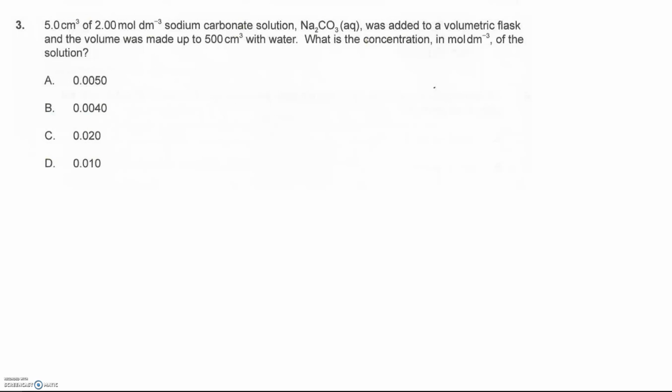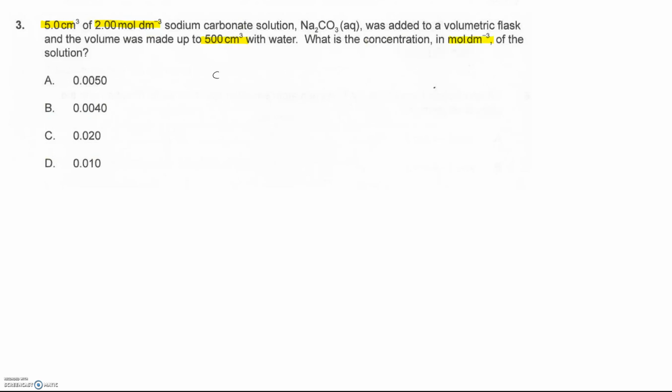In this case, though, it's a simple relationship: the moles at the beginning are going to equal the moles at the end. And the way that we know that is that it's just dilution. So we've got a volume in centimeters cubed, and a concentration of 2 moles per decimeter cubed. We also have a final volume, which is 500 centimeters cubed. And what we're looking for is the new concentration.